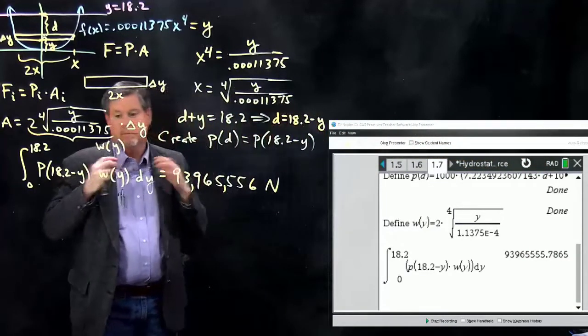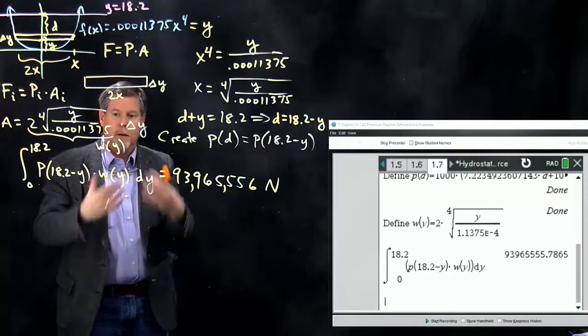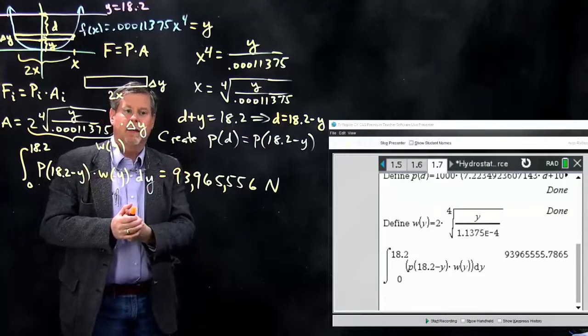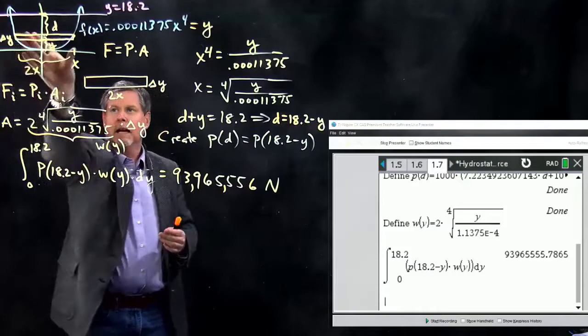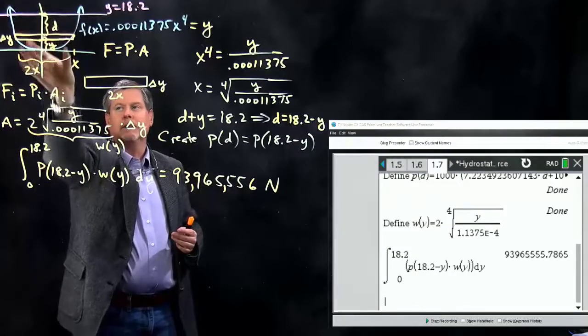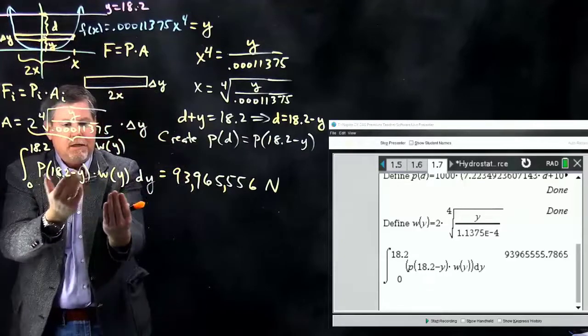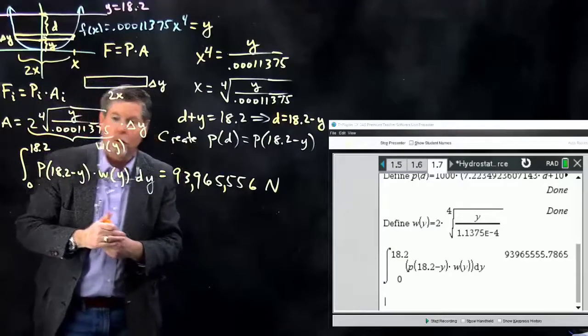But again, just like everything in Calc 2, we chop things up into tiny pieces and we add up the parts. That's what we're doing here. And this allows us to take varying pressures as well as varying areas of strips and put those together in a dynamically changing expression to be able to compute the total force.